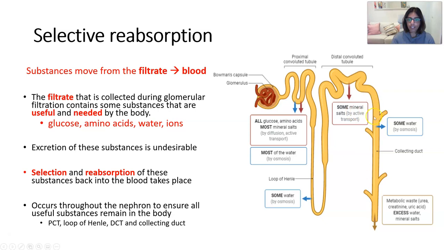When we get into the collecting duct, this long tube here, again final water is reabsorbed by osmosis back into the bloodstream, and everything that's left over in this nephron is metabolic waste that is going to be excreted from the body. Now, not only do these metabolic wastes get excreted, any excess water and mineral salts that we don't need to maintain our homeostatic mechanisms will be excreted also.